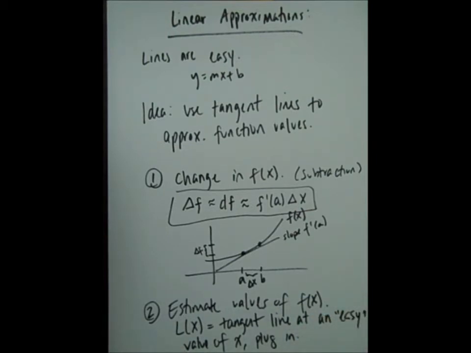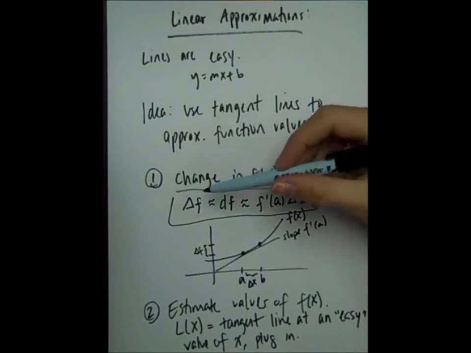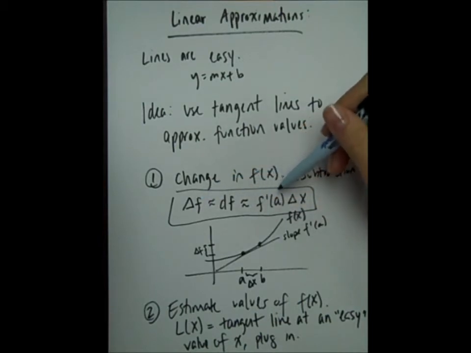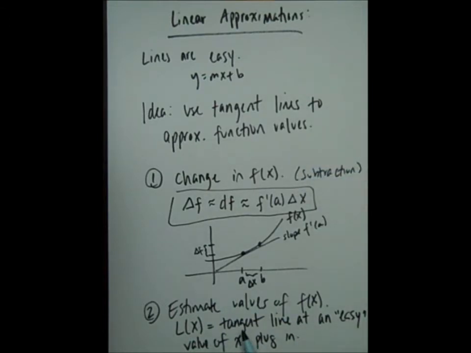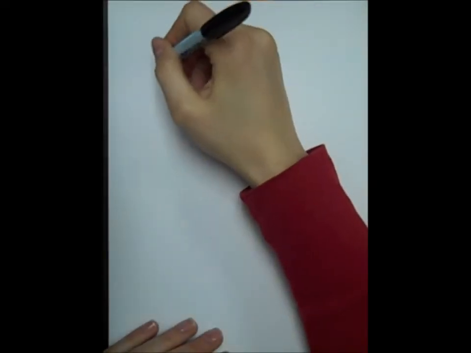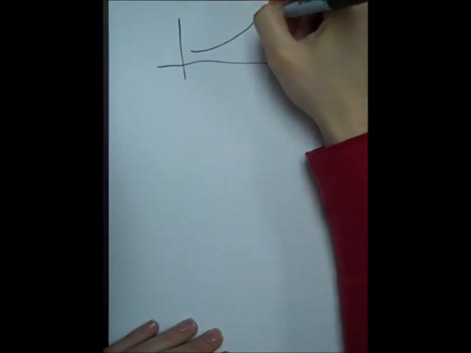So the two problems in this section are the change in f, which is subtraction, or estimating the values of a function. Those are the two types. In the first case, we use the fact that the change in f is approximately the slope of the tangent line times the change in x, which is the run. In the other, we estimate values of f of x: we find the tangent line at a relatively easy value, and then plug in what we want. Now the picture you want to think of for the second one: let's say this is my f of x here.